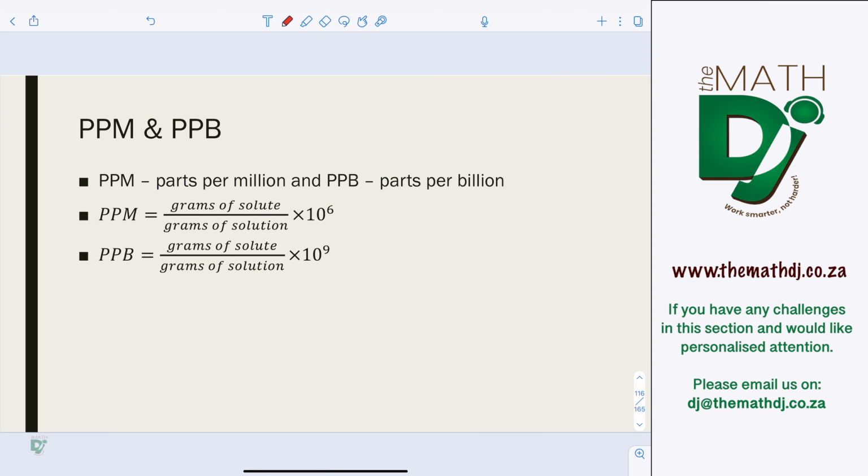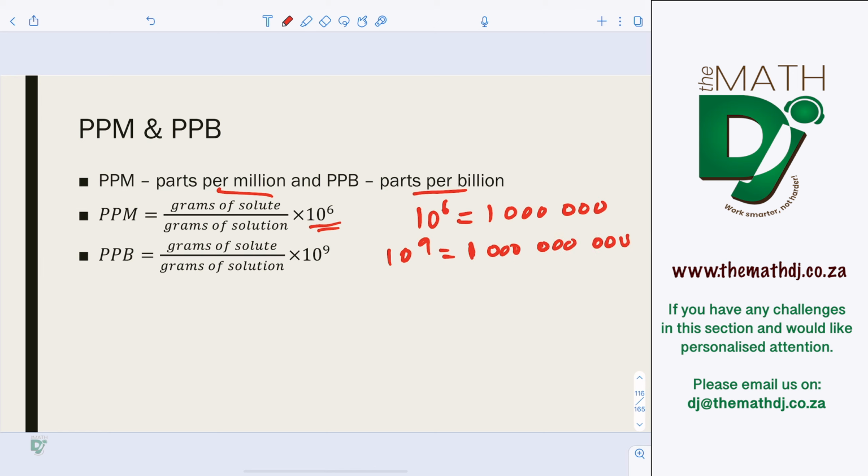Then ppm and ppb. ppm is parts per million, then ppb is parts per billion. So parts per million is grams of solute divided by grams of solution times a million. A million is represented by 10 to the power 6. 10 to the power 6 is 6 zeros, which gives you a million. 10 to the power 9 is 9 zeros.